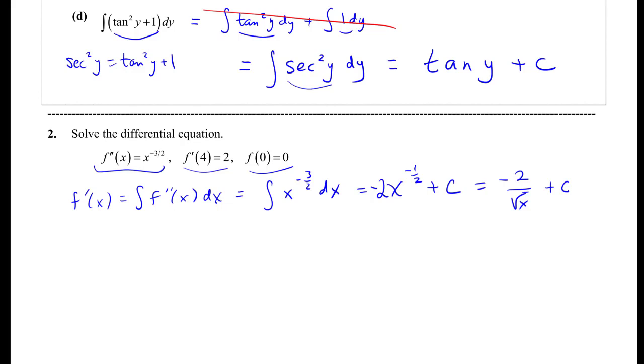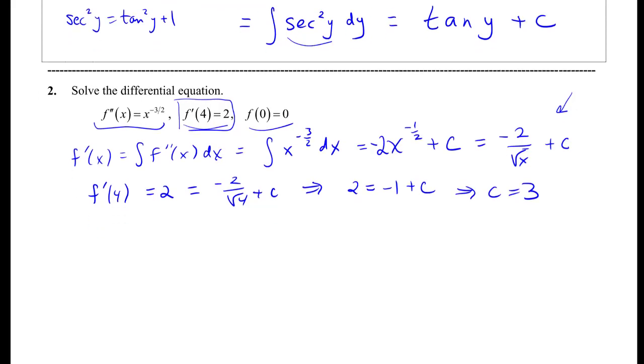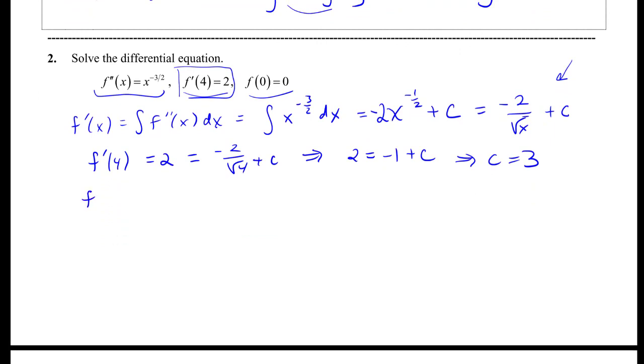Well, that's where I go back here and I use the fact that I know f prime of 4 is 2. But that's also what I would get from putting in 4 into this function. So negative 2 over the square root of 4 plus c means 2 is, so negative 2 over square root of 4 is negative 2 over 2, so negative 1 plus c. And that means if I add the 1 over, I get that c here is 3. Meaning that my first derivative with the plus c filled in is negative 2 over the square root of x plus 3.